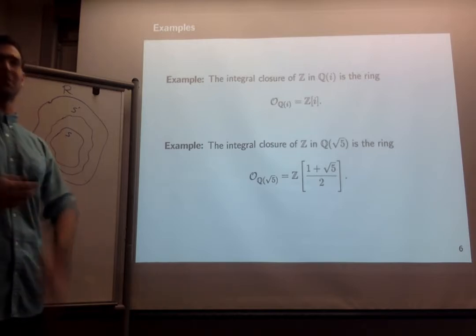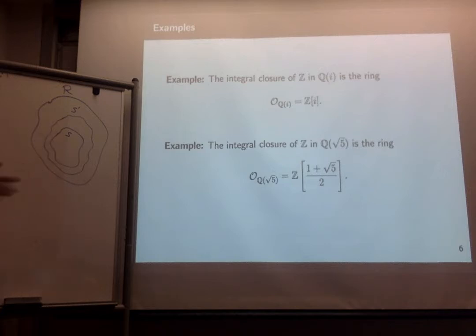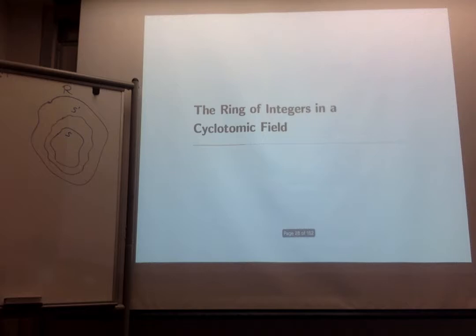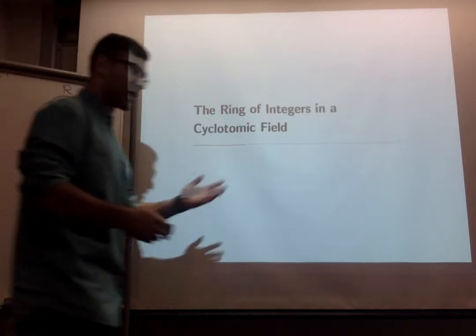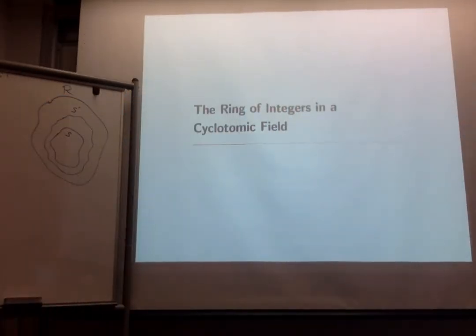At first, when I was working with these, I thought it's probably just Z adjoin the square root of 5. But there's a classification that shows, in the case of quadratic extensions of Q, it depends on the congruence of what you're taking the square root of mod 4. So 5 is congruent to 1 mod 4, and so this is what the quadratic integer ring in this case looks like.